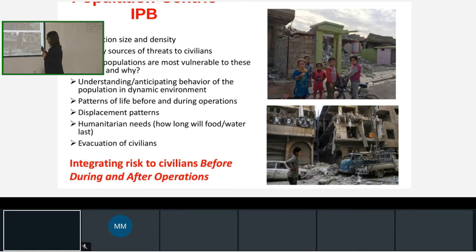Again, looking at patterns of life before and during operations. Sometimes you're going to have degraded ISR in an urban environment with the urban canyons, fighting against a near peer. So what are the alternative sources of information you will need to know how civilians are going to move around? You can't just rely on your surveillance drone, because you may not have access to that.